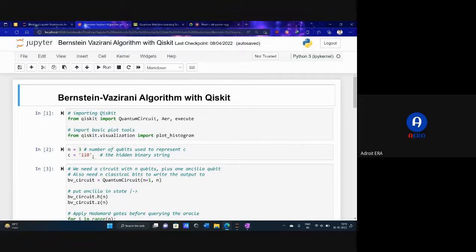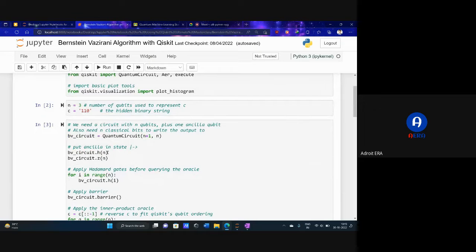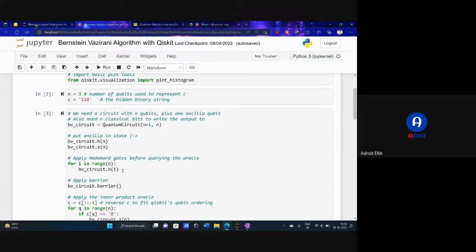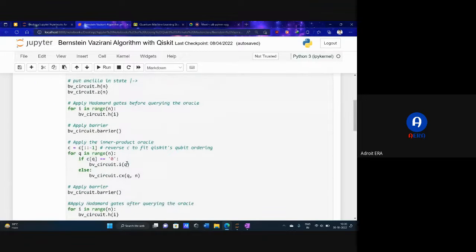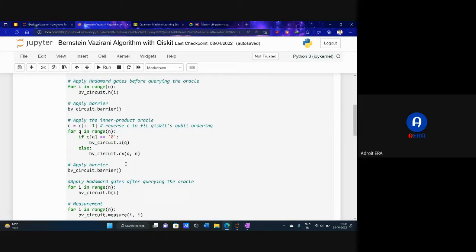Then the steps are very similar to what you have done in Deutsch Jozsa. For example, you created the quantum circuit, then you put the ancilla, meaning the last qubit, in the ket minus state. Once you do that, you apply Hadamard gates before querying the oracle. This we already know. We apply Hadamard gates to the first register qubits. Then we make a barrier and then we apply the oracle.